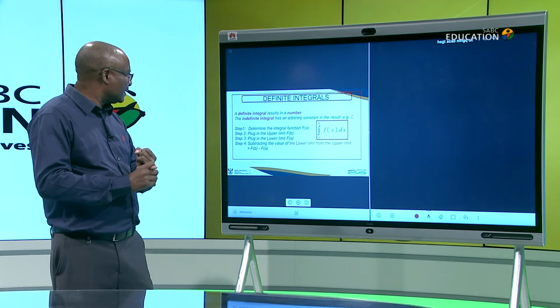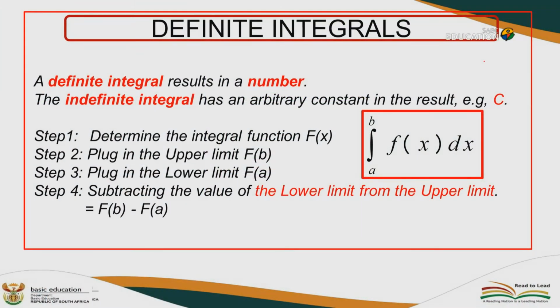The first thing is to determine your integral function. Then from there, after determining your integral, secondly, you must plug in or substitute your upper limit into your integral. After substituting your upper limit, you must now substitute your lower limit. Then after plugging in, you must subtract the lower limit from the upper limit and not vice versa.